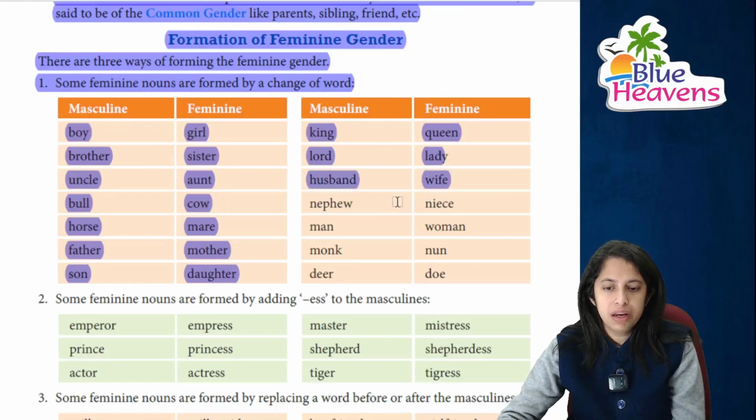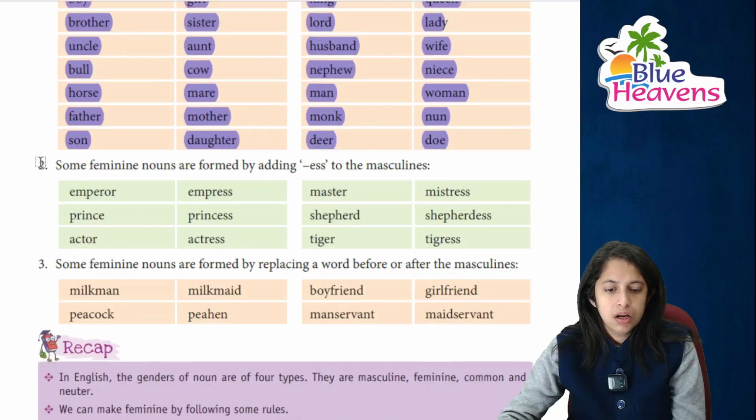And husband का wife, nephew का niece, भतीजा भतीजी, man का woman. एक ही man के बारे में बात हो रही है, एक ही woman के बारे में. Monk का nun, and deer का doe, right? कुछ feminine nouns होते हैं, they are formed by adding ESS to the masculines.